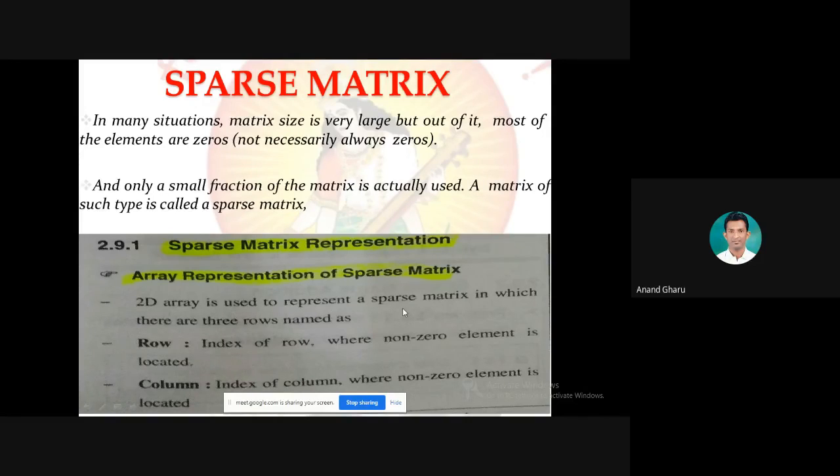A 2D array is used to represent a sparse matrix in which there are three rows named as, okay, I just told you about the array. We can represent matrix operations with the help of the array, but we can use the 2D array. Okay, and we know 2D arrays are associated with rows and columns. So here you can read: row index of the row where the non-zero element is located, and column index of the column where the non-zero element is located. A non-zero element can be located anywhere in the matrix.